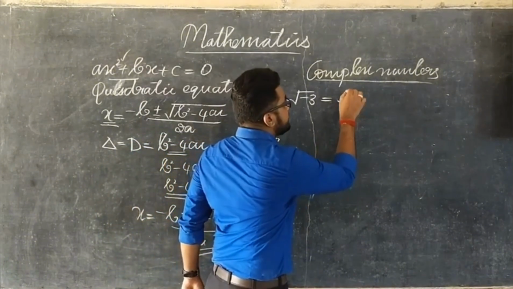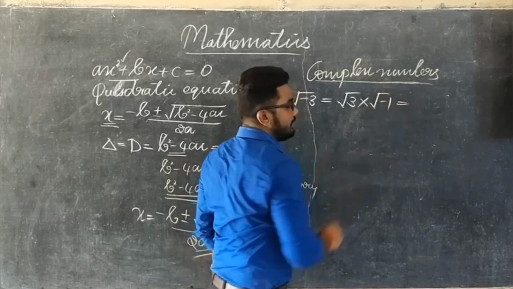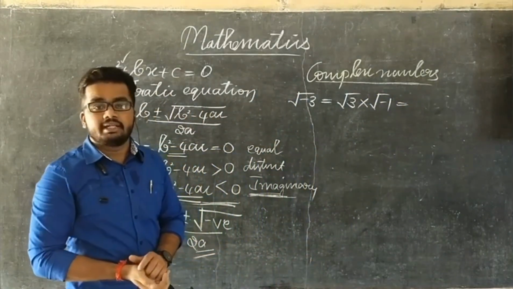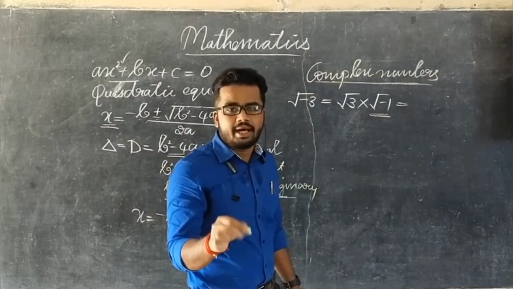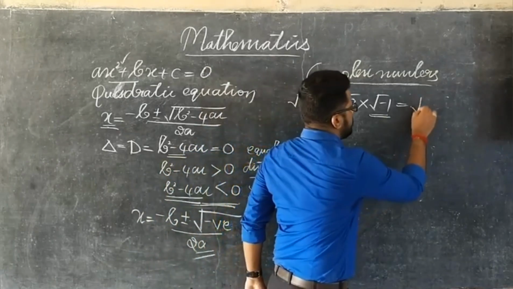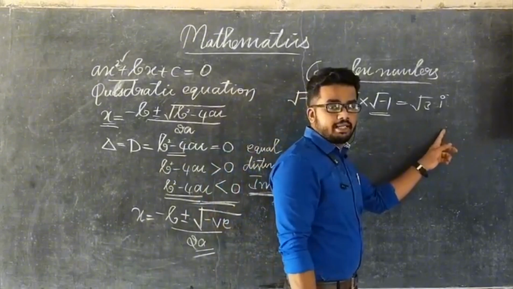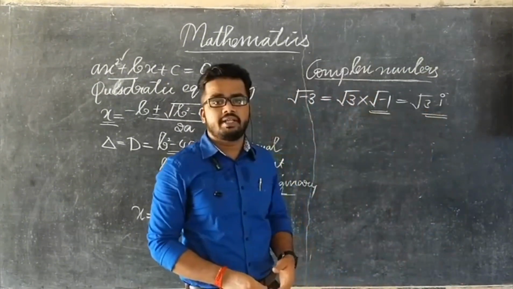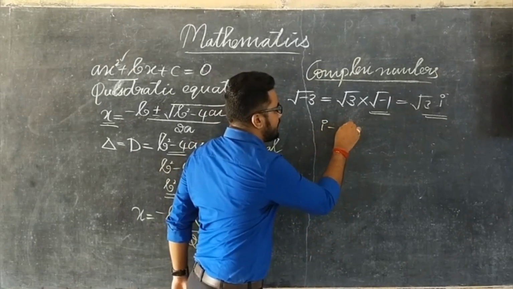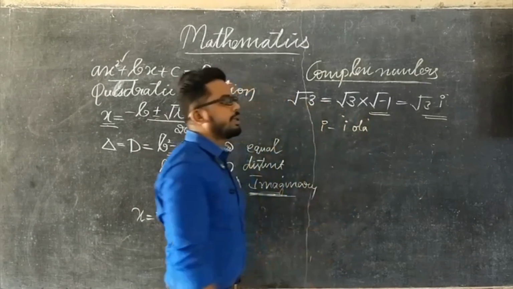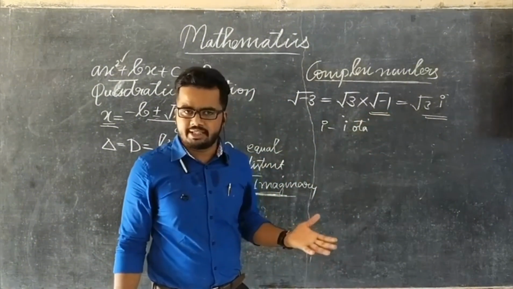So we can write this as root of 3 into root of minus 1. But do remember, in complex numbers we call root of minus 1 as i, which is imaginary. So it is root 3 into i. Is it clear to you? Whenever i comes, that is imaginary. We can call i iota, or else imaginary.